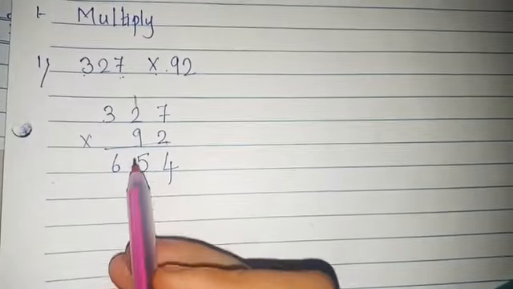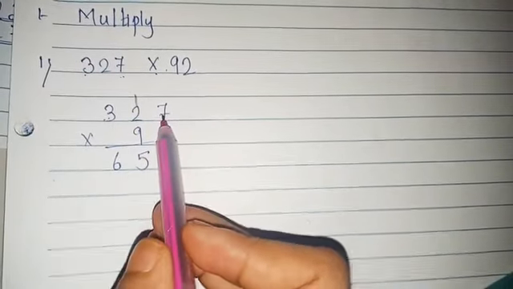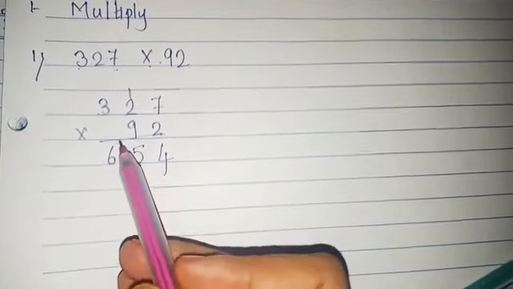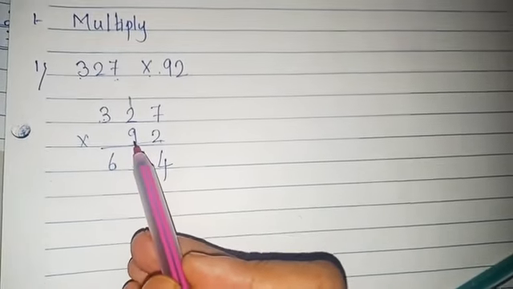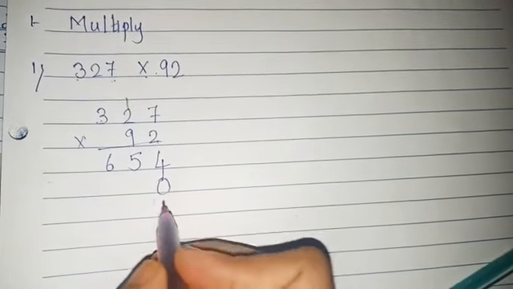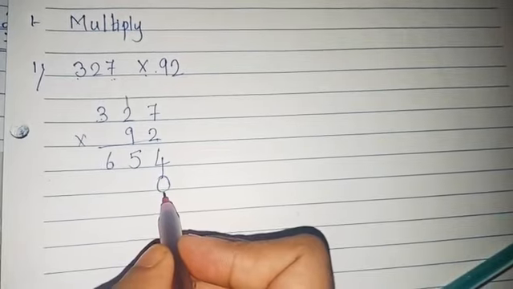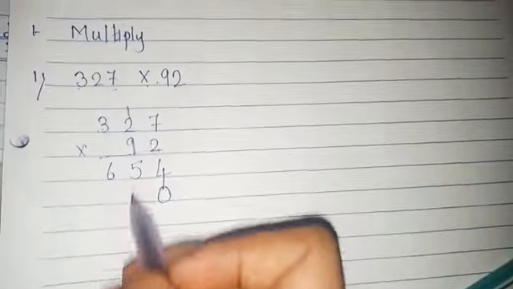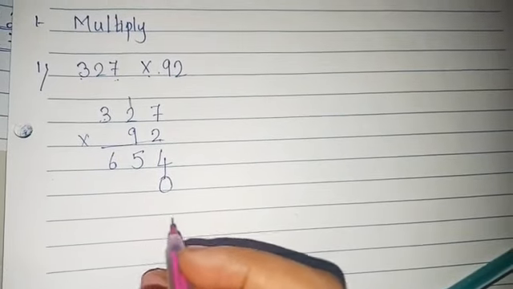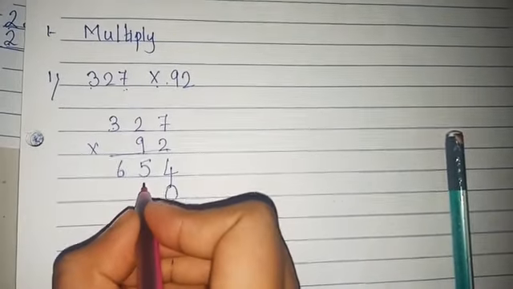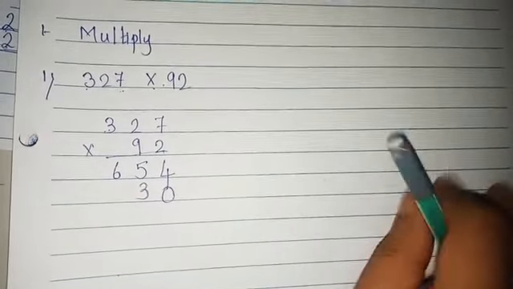Now we will multiply 327 by 9. This 9 is in the tens place, so I will write 0 in the units place. Now 9 7s are 63, right? 3 will come here and carry forward 6.